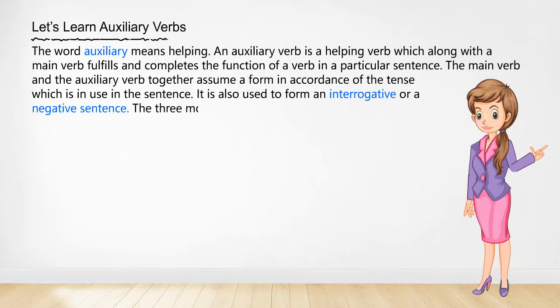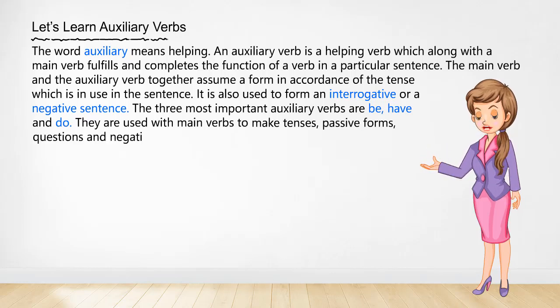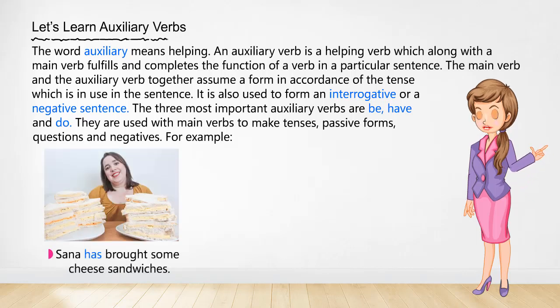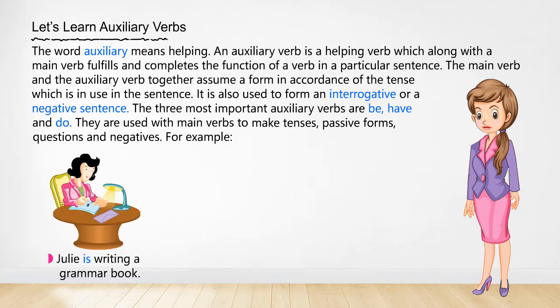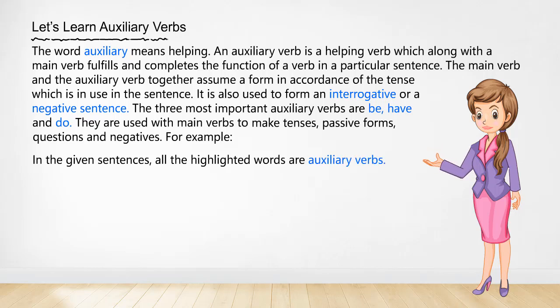The three most important auxiliary verbs are be, have, and do. They are used with main verbs to make tenses, passive forms, questions, and negatives. For example, Sana has brought some cheese sandwiches. The clerk has not given him the required files. Julie is writing a grammar book. In the given sentences, all the highlighted words are auxiliary verbs.